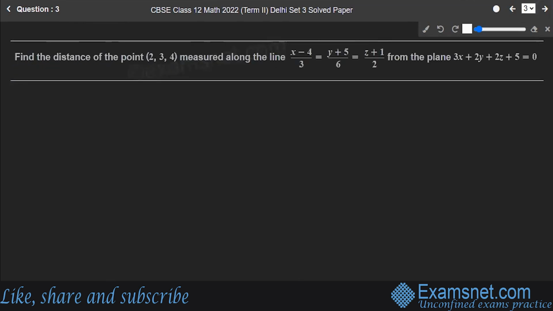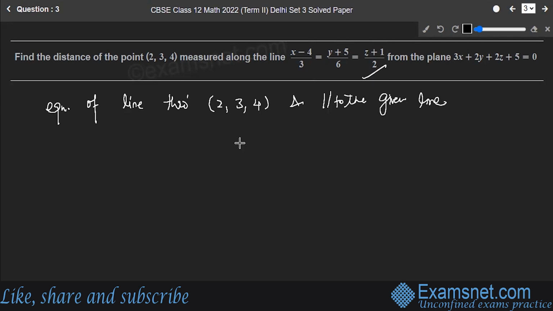Next is question number 3. You have to find the distance of the point (2, 3, 4) measured along this line from this plane. All right. So the equation of the line through (2, 3, 4) and parallel to the given line is given by (x − 2)/3 = (y − 3)/6 = (z − 4)/2. Let's say this is equal to lambda, a constant.